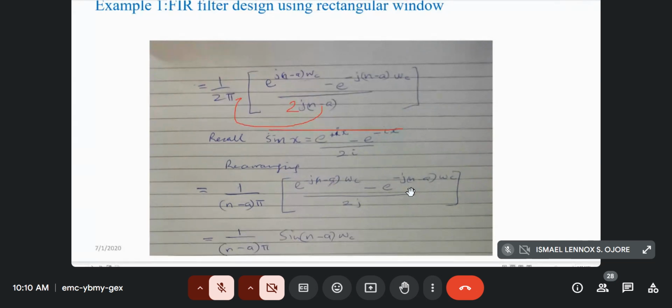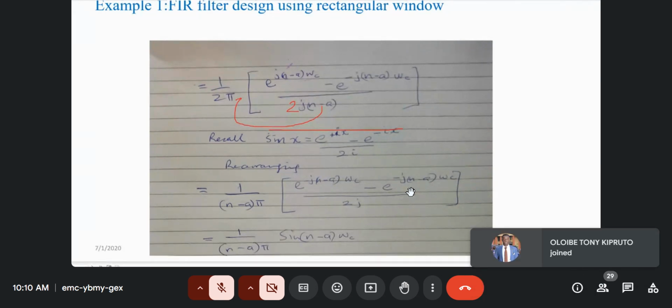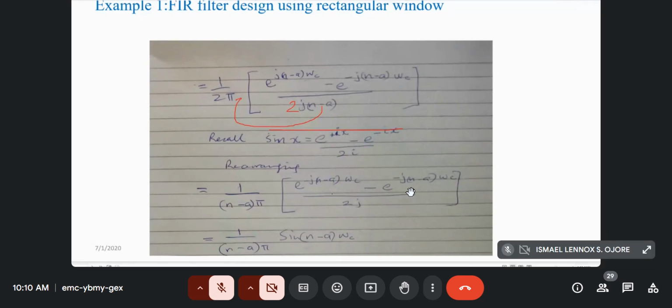Whenever you are faced with this, always try to use this identity so that you can move from the exponentials to the sinusoids.